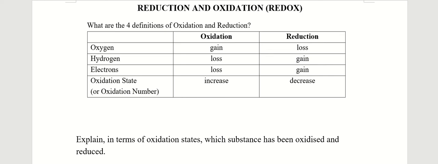Today we shall continue our topic on redox and we shall focus on oxidation and reduction in terms of changes in oxidation state. Okay, now you would have seen in the previous videos that oxidation can be defined as a gain of oxygen, a loss of hydrogen, or a loss of electrons, whereas reduction is the exact opposite. Reduction is a loss of oxygen, a gain of hydrogen, or a gain in electrons. So today we are going to focus on oxidation and reduction in terms of changes in oxidation state.